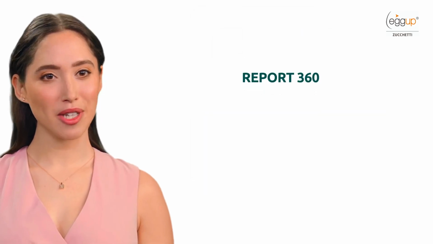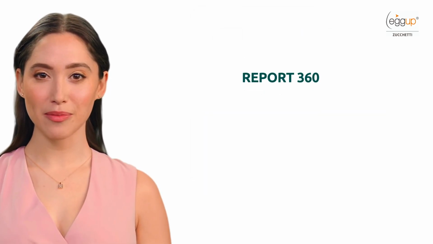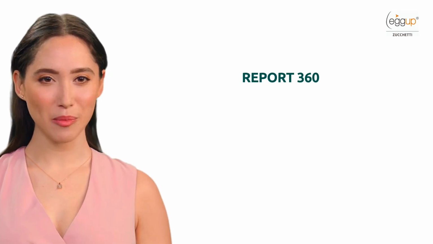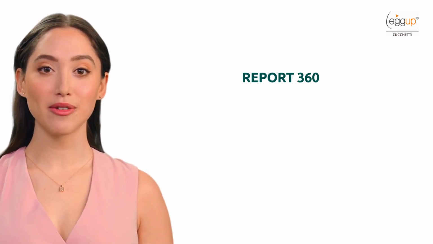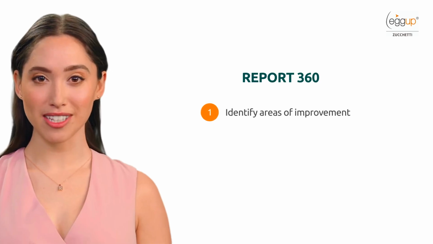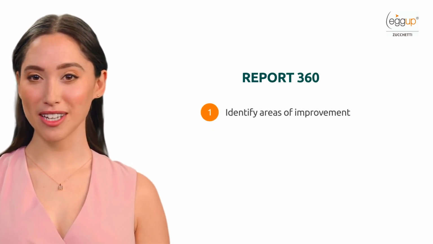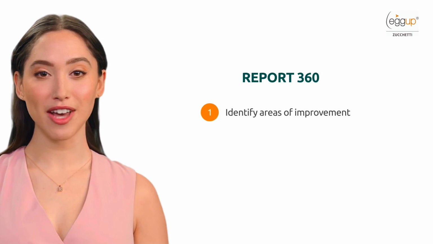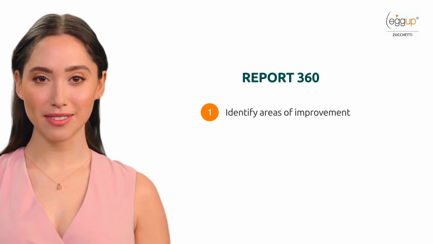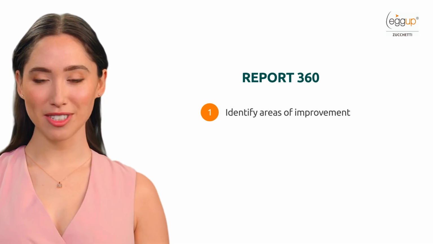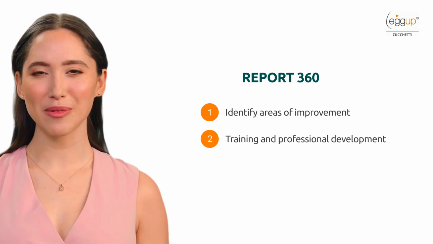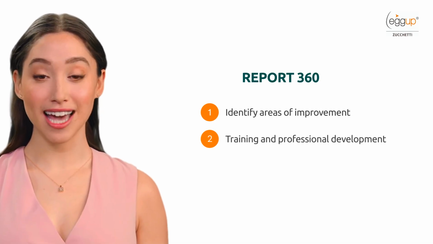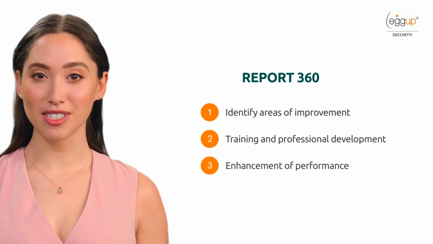The output of a 360-degree assessment model can be used for a wide range of purposes within the organization. One of the primary objectives is to identify areas for improvement for the assessed individual, providing a solid foundation for developing targeted action plans. Additionally, it can be utilized for training and professional development, helping the individual understand which areas to focus on to enhance their performance and achieve organizational goals.